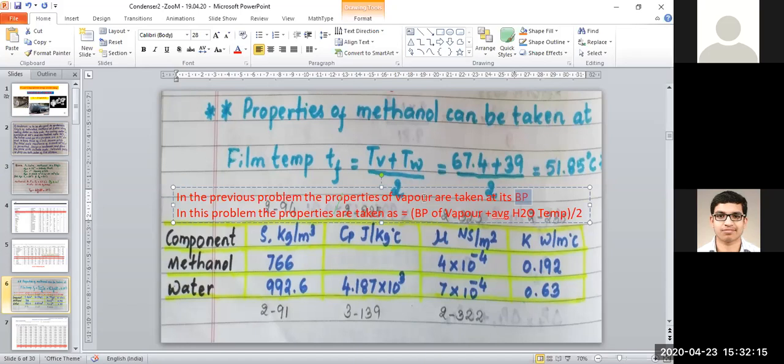Okay, this is again a condenser problem. The condenser uses methanol and water. So the methanol boiling point is 67.4. The average temperature of water is 39. In the previous class, we have taken properties at the vapor boiling point. But in this problem, I am taking the property of the vapor at the film temperature. What is the film temperature? Boiling temperature or vapor temperature plus average temperature of water divided by 2.